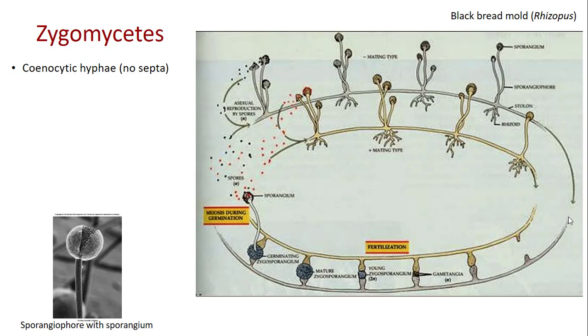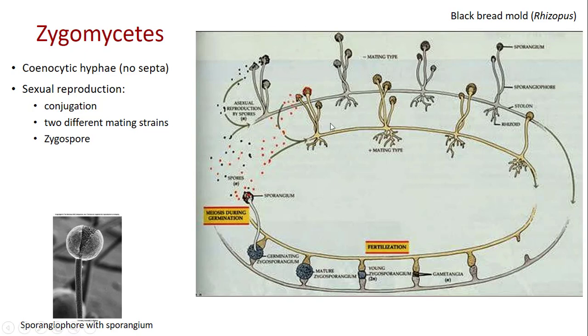The next phylum is the phylum Zygomycota. One big characteristic of this phylum that differentiates it from all the other ones is that they have coenocytic hyphae. Remember, it's a hypha that has no septa separating the nuclei or separating cells. It's all a big multinucleated hypha. They can reproduce both sexually and asexually. And they have a type of sexual reproduction called conjugation.